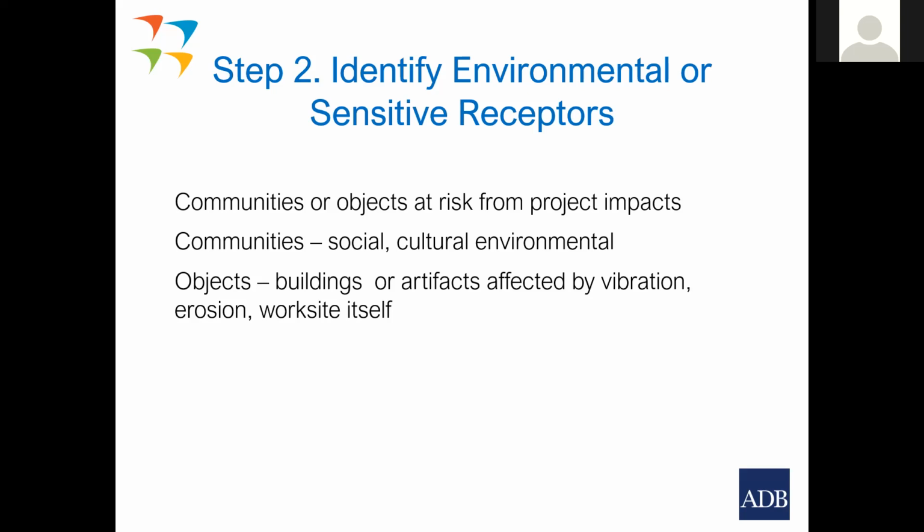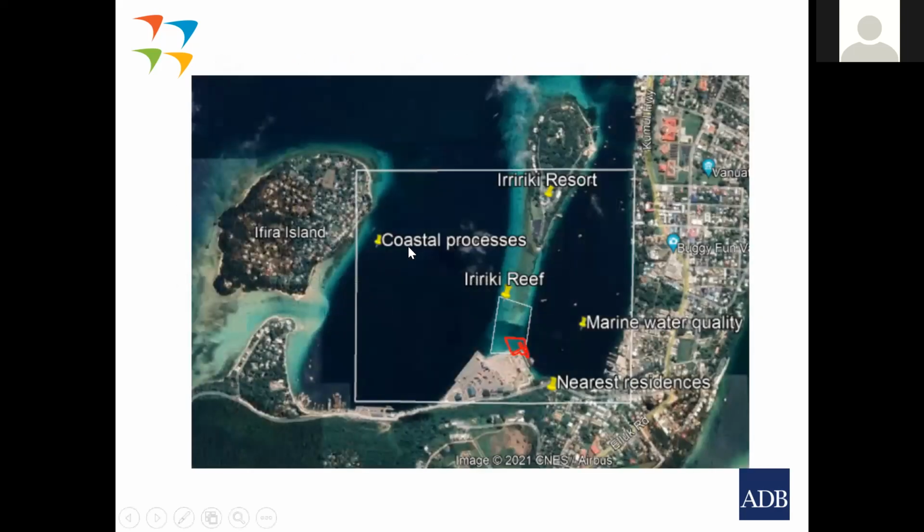So I'm sure many of you will understand what we mean by environment: anything that can be affected by the works, any environmental component that can be affected. So for our site, the key sensitive receptors for our project, which is in this little red area here, we see marine water quality could definitely be affected by dredging. Iroriki Reef itself, this coral reef in here, has already been affected by previous dredging, and it will be affected again by dredging here.